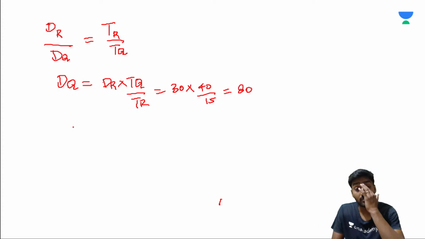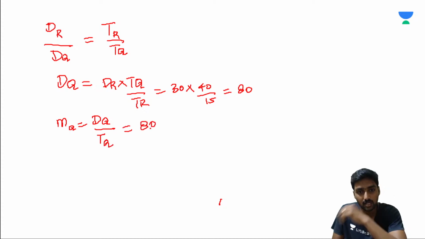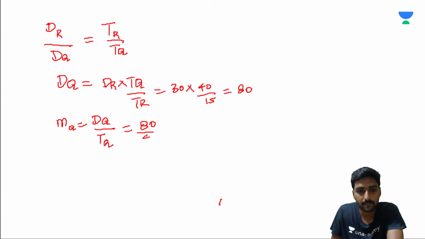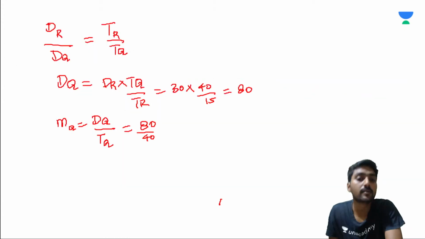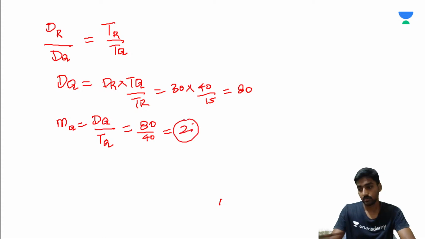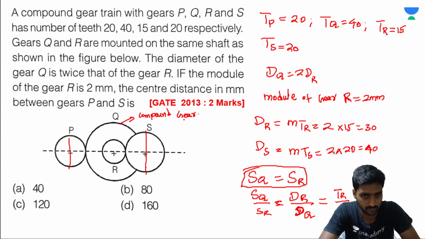If you know the diameter of Q, we know the module of Q is equal to the diameter of Q divided by the number of teeth on Q. Diameter is equal to 80 and TQ is equal to 40. What will be the value? Oh, we are getting the same again. I think there is a little bit of a mistake. I will check it once again.